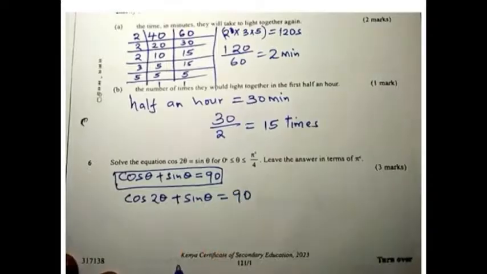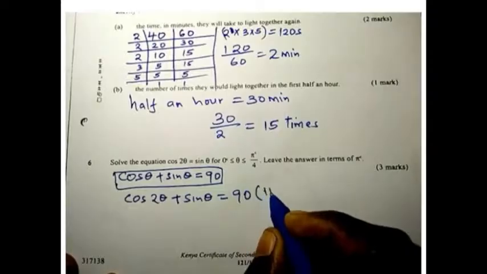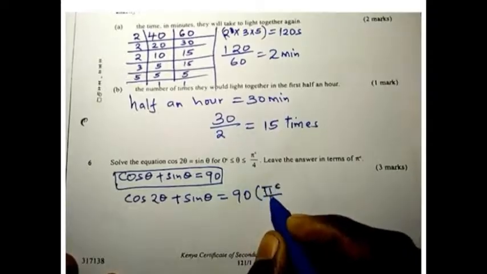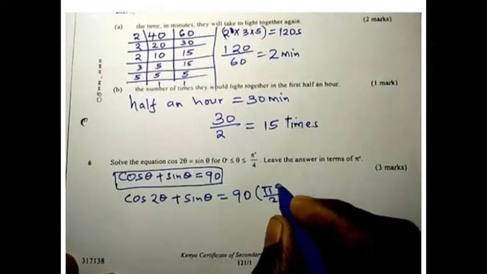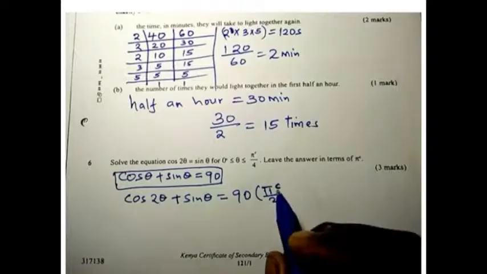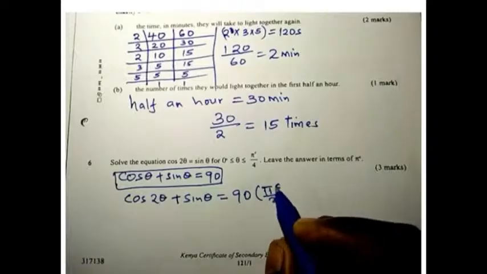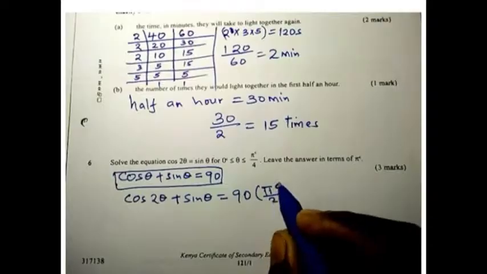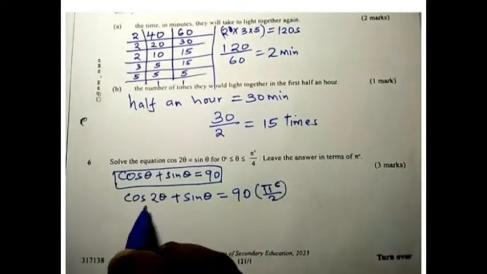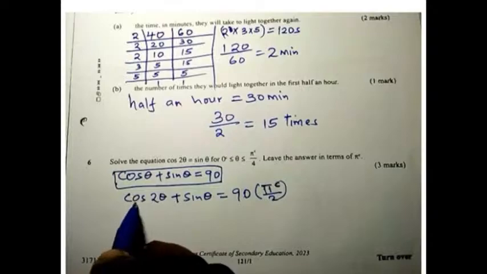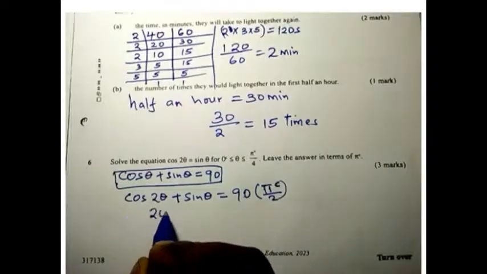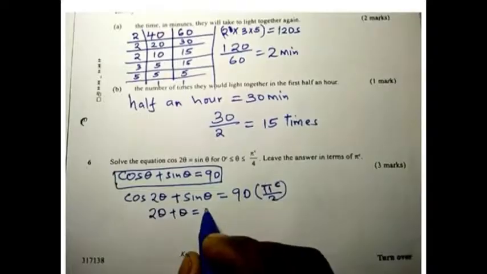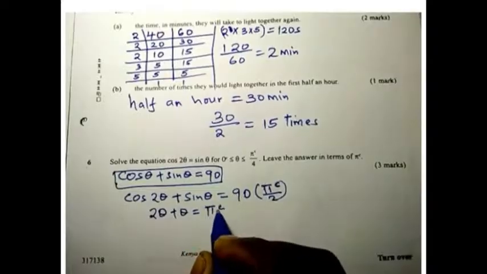But 90 degrees is the same as pi over 2, because pi radians is 180, so half of it gives us 90. So we continue. Once we introduce the cos and the sin, now we ignore the cos and the sin. We add 2 theta plus theta. The answer is 90, or the answer is pi over 2.